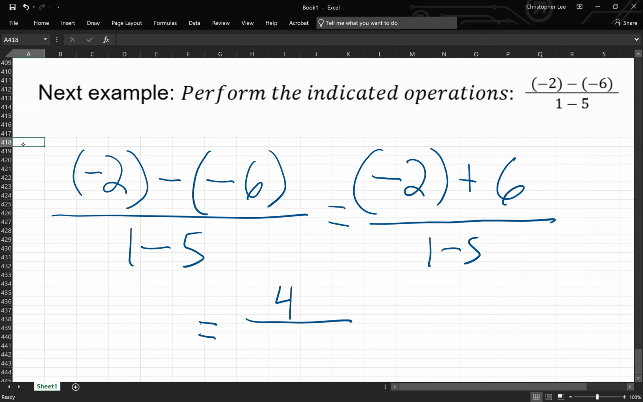Because it's like you have $6 and you pay 2 out, how much you have left? You got 4. But what's 1 minus 5? -4. And then 4 divided by -4 is... -1. And that's it.